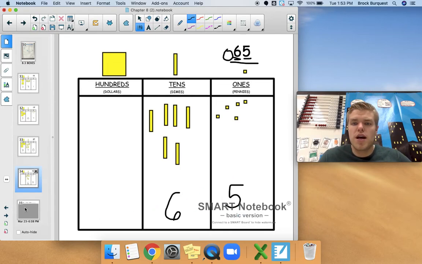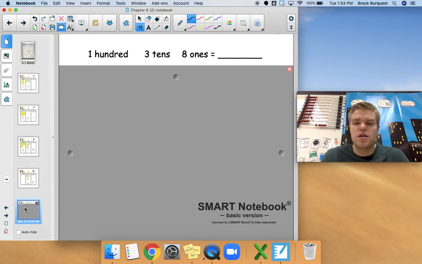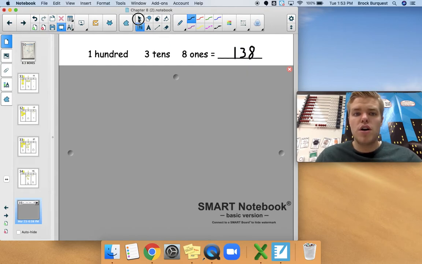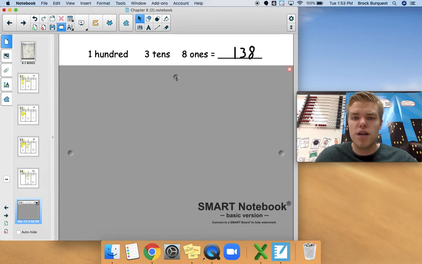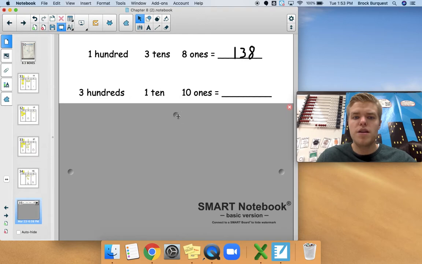We're going to switch how we do it now with these ones. So I have 1 hundred, 3 tens, and 8 ones. That number can be written. We're going to start with the ones, 8. Then we're going to go up to the tens, 3. We're going to go up to the hundreds, 1. 138. Awesome. Let's look at our next one.